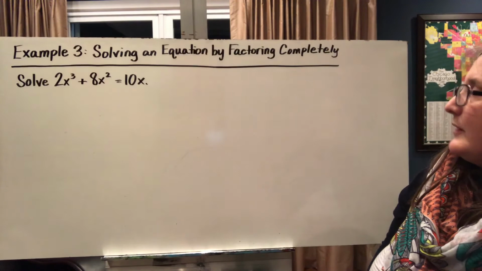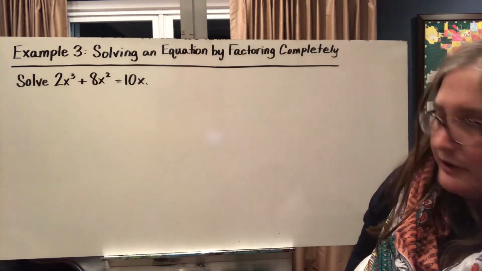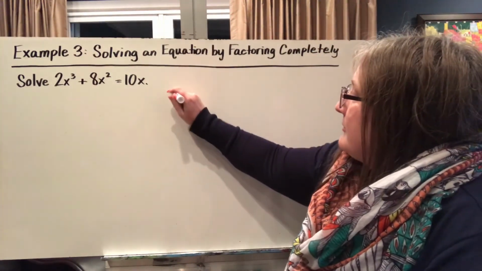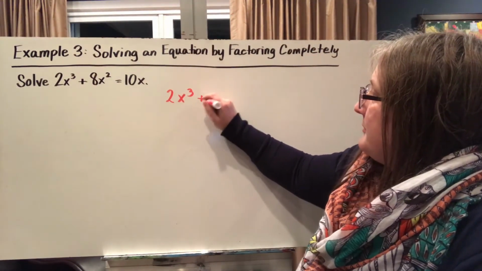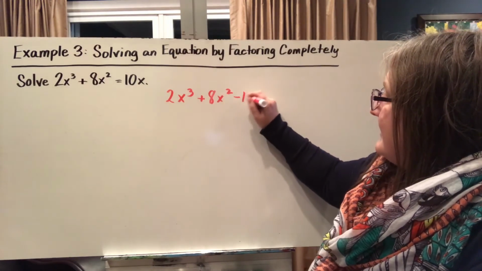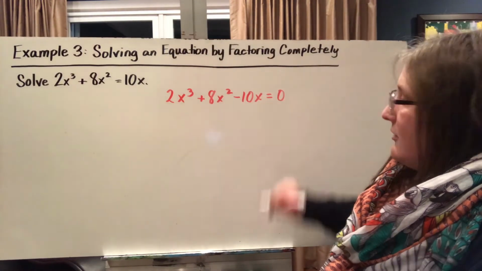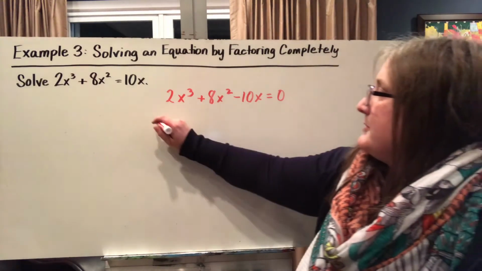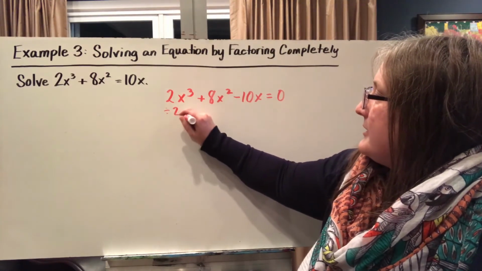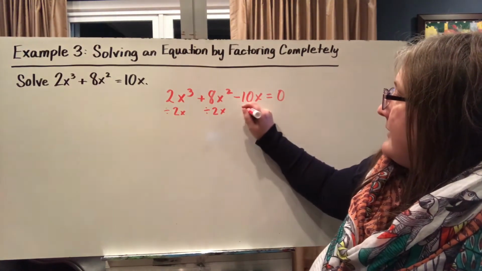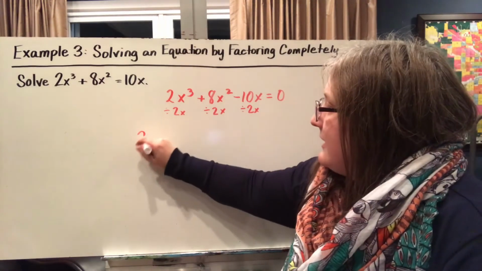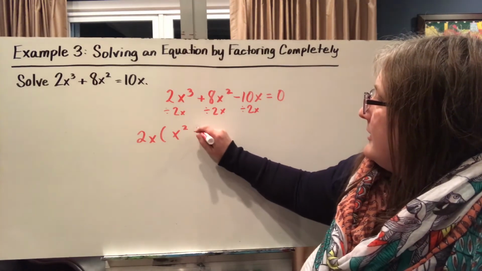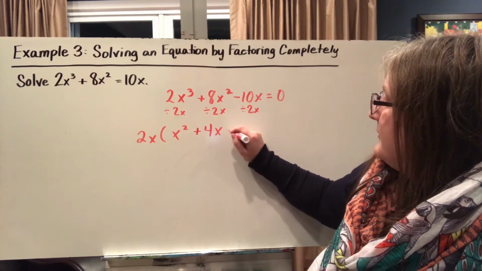Let's try solving an equation by factoring completely. So the first thing that I want to do here is get this equation equal to 0. So I'm going to rewrite it as 2x to the third plus 8x squared minus 10x equals 0. The next thing I'm going to do here is factor out my greatest common monomial. I see all of these terms can be divided by 2 and x. So I'm going to take out a 2x, which will leave me with x squared plus 4x minus 5.